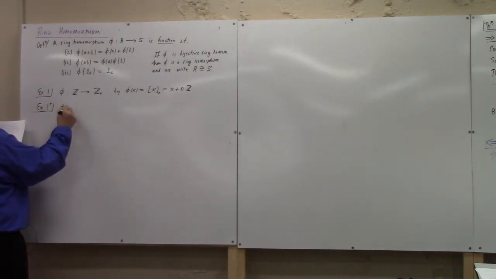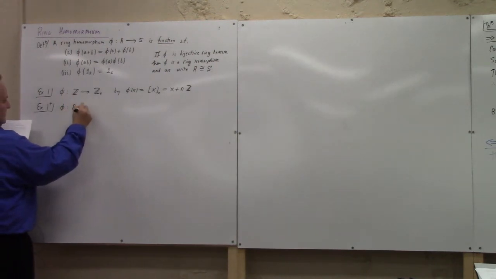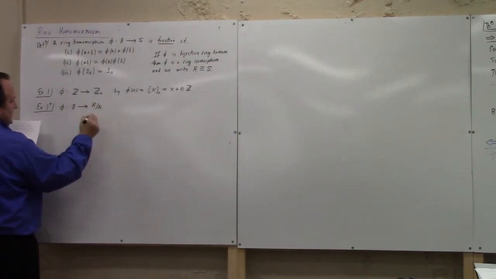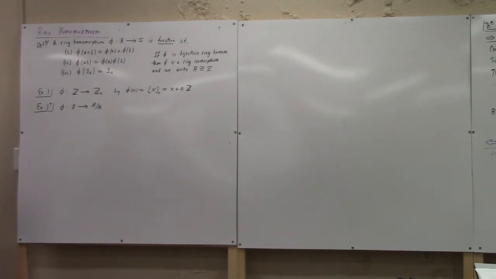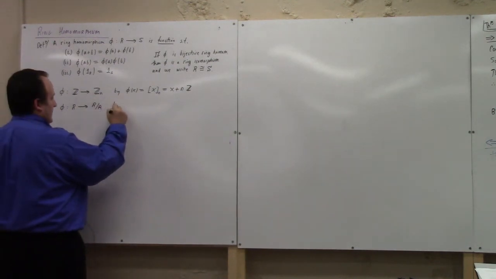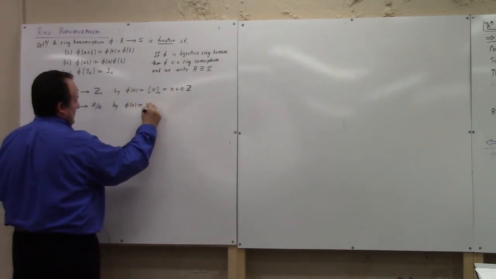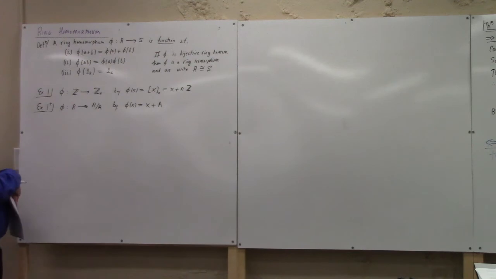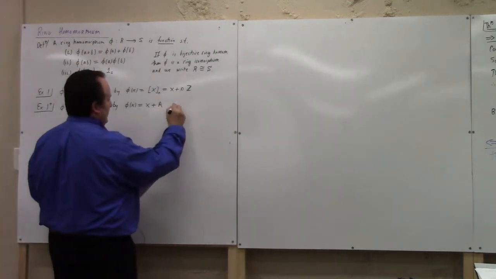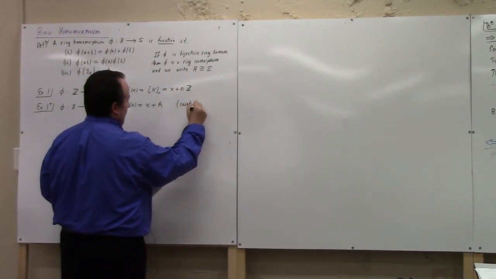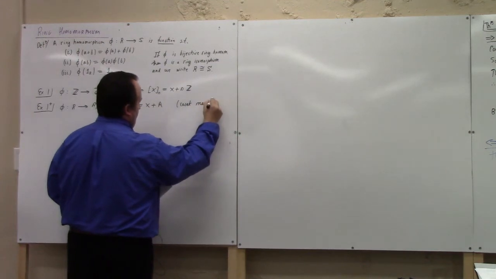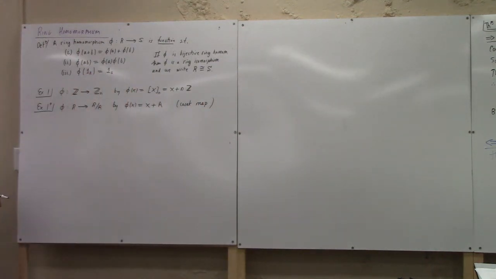And actually, example 1 plus: how about phi as a mapping from a ring to a ring mod an ideal? Then you could generalize the above example to the following. Phi of x is equal to x plus A. This is the so-called natural map, or the coset map. The coset map is a ring homomorphism. You can easily check that it satisfies these properties.